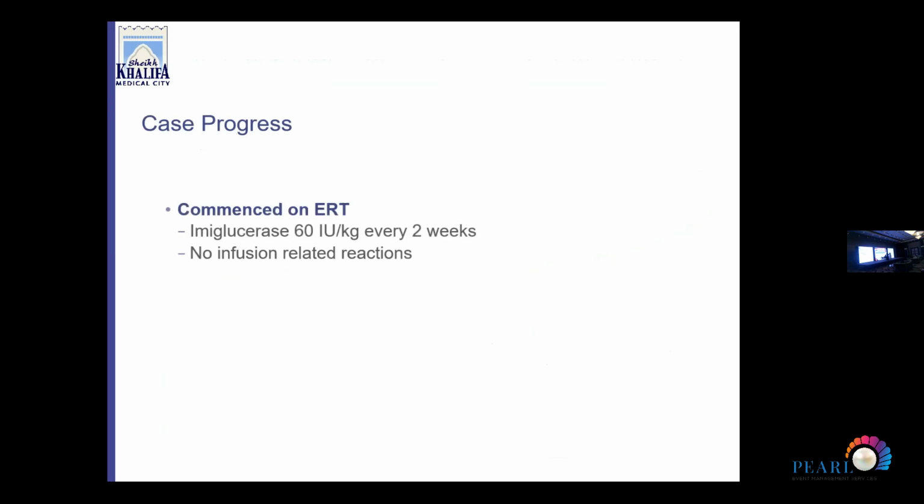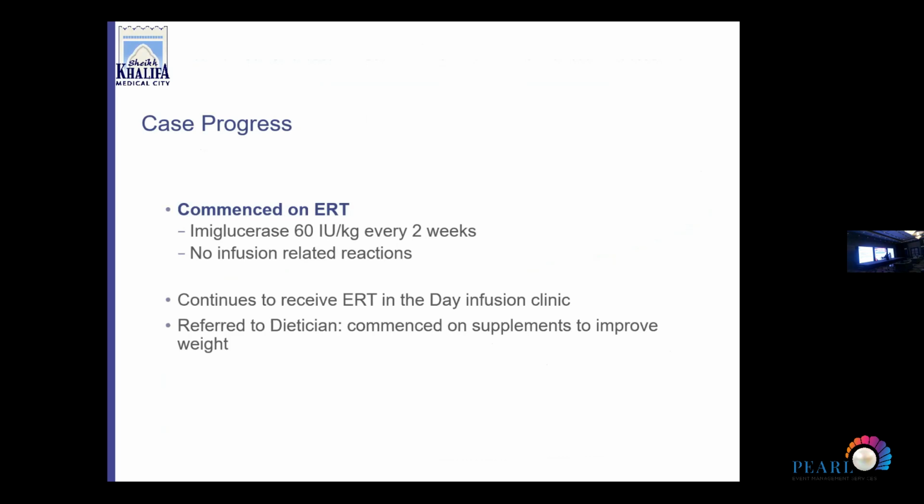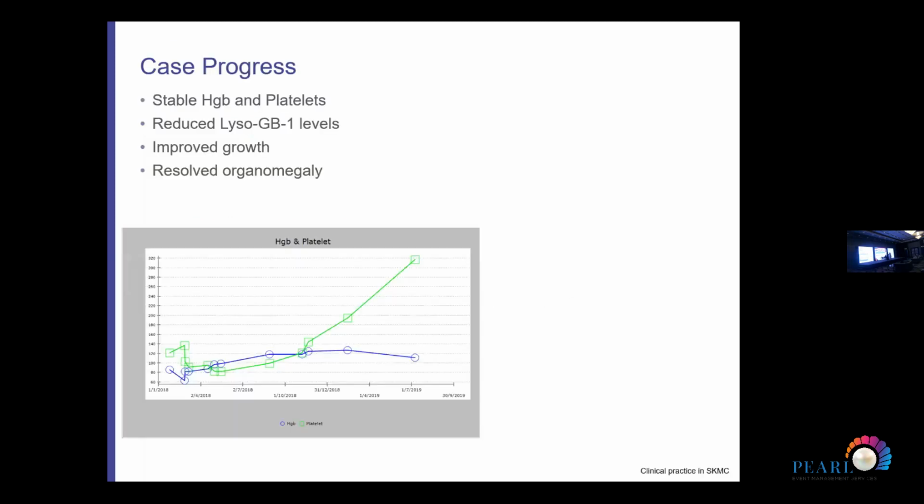So let's go back to our patient with Gaucher disease. He was started on enzyme replacement therapy with amiglucerase at the maximum dose of 60 units per kilo every 2 weeks. He had no infusion-related reactions, and he continues to receive therapy in the day infusion clinic. He was, of course, referred to the dietitian to improve his growth and weight. And he continues to follow with ophthalmology and cardiology to screen him annually for possible complications.